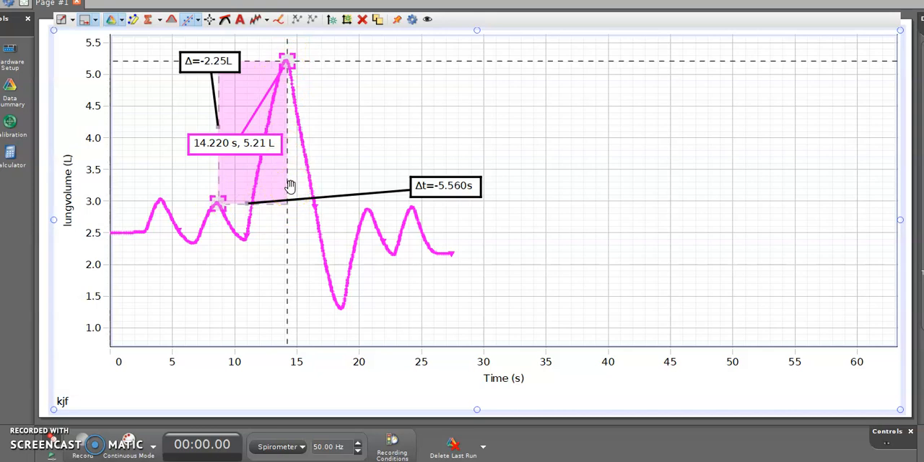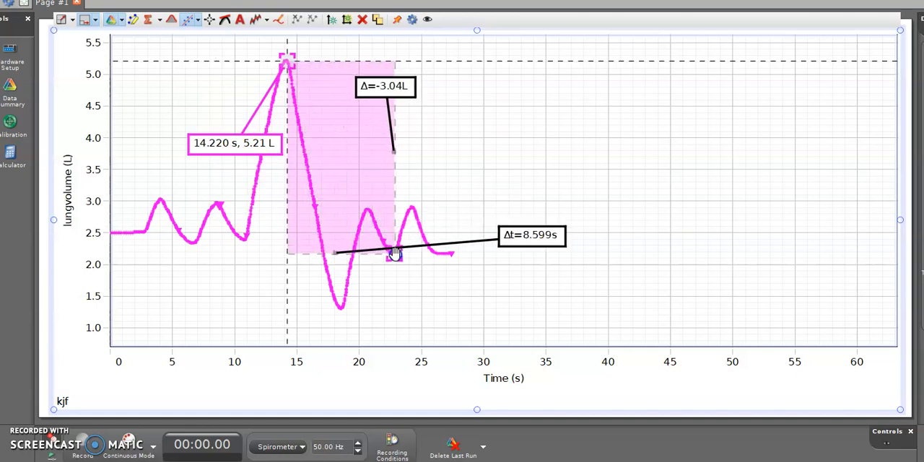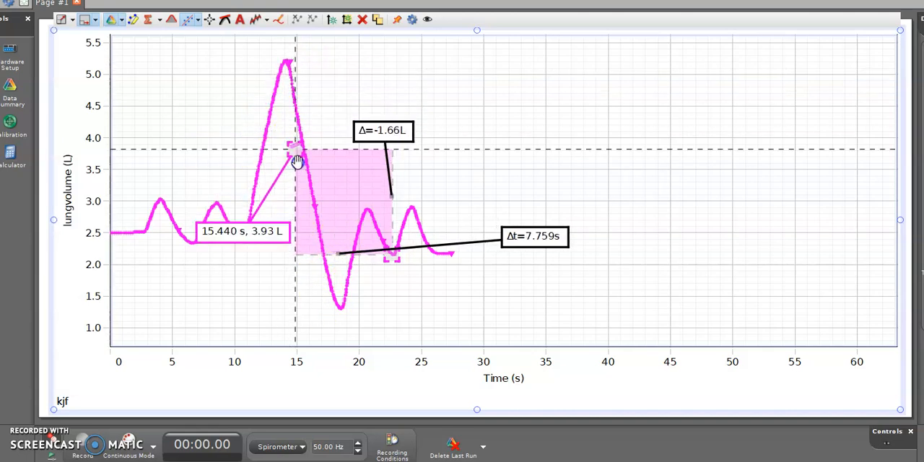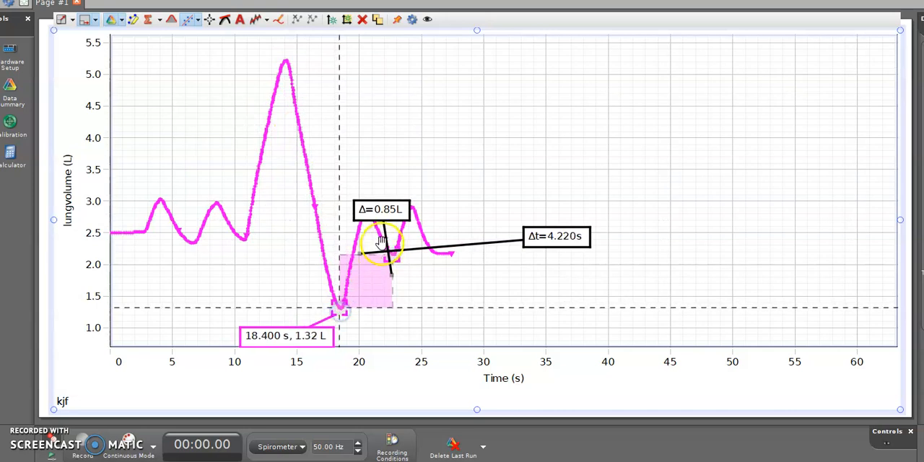The next one that I'm going to look at is going to be down here. And this is what we call my ER, or my expiratory reserve. Remember, I breathed out as much as I could here. So from this point across, and this one will go down to the bottom. All right, so this is how much of my capacity that I only used when I breathed out as much as I could possibly breathe out. And we can see that, in this case, is 0.85 liters.